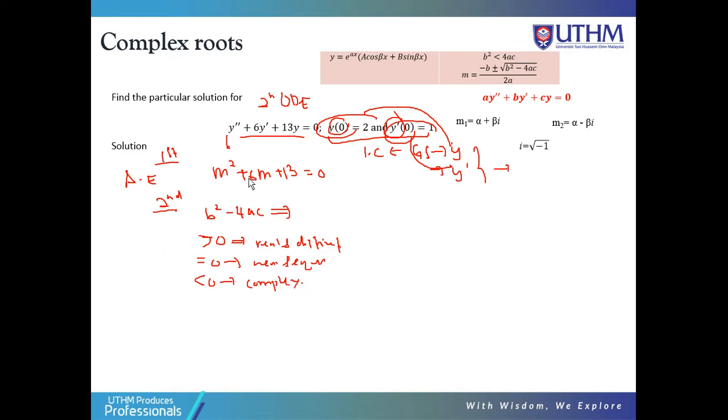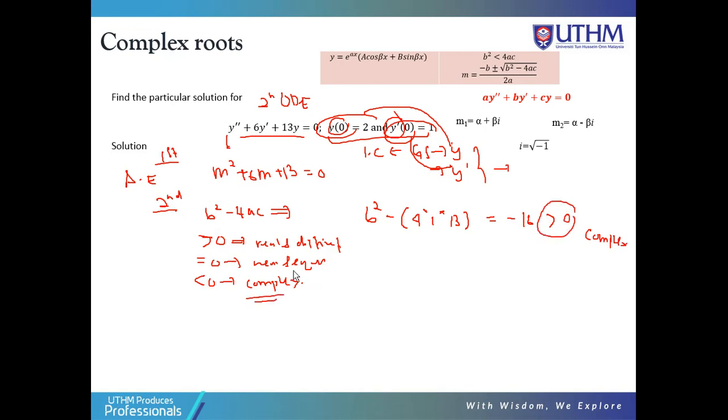So b is 6, so 6 squared minus 4ac. 4 multiplied by a, which is 1, multiplied by c, which is 13, gives 52. 36 minus 52 gives negative 16. Negative 16 is less than 0. That means the roots are complex. Okay, less than 0 means the roots are complex.